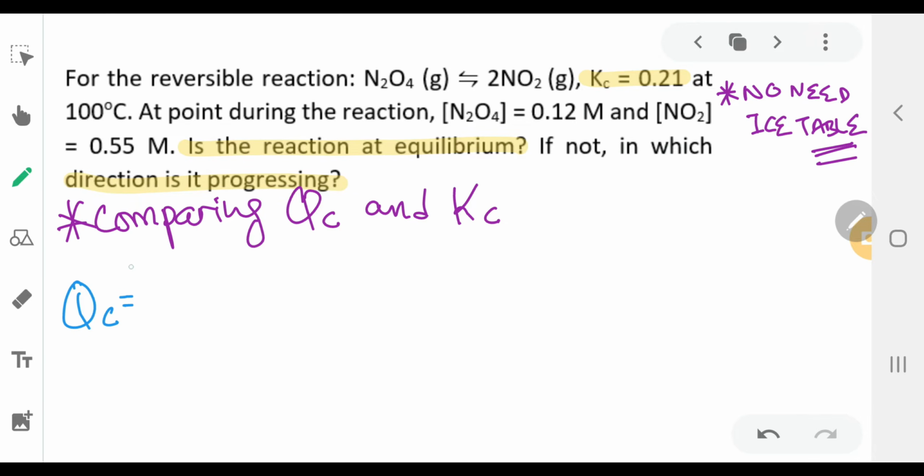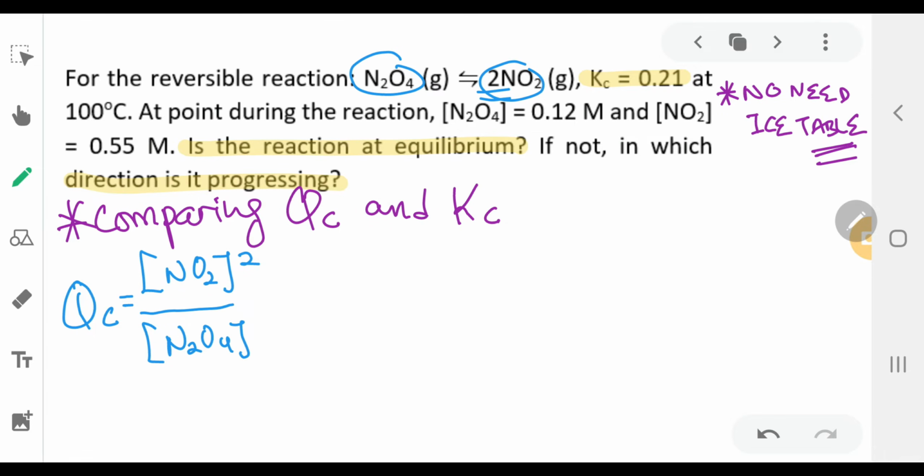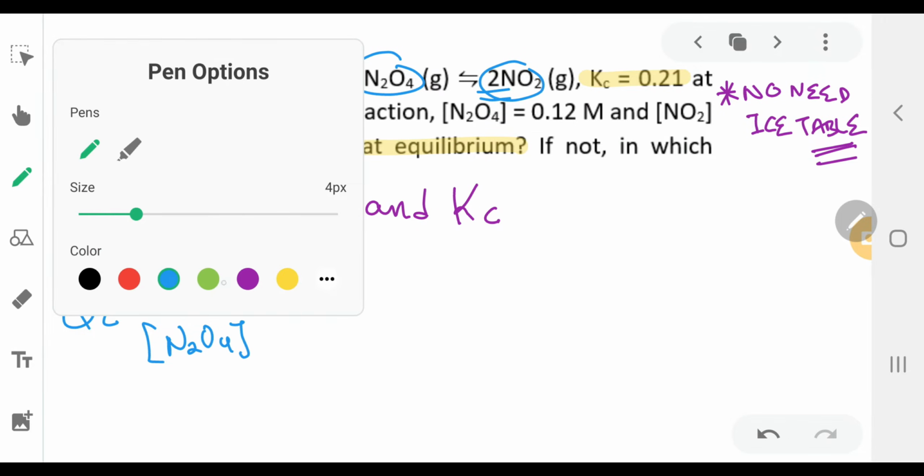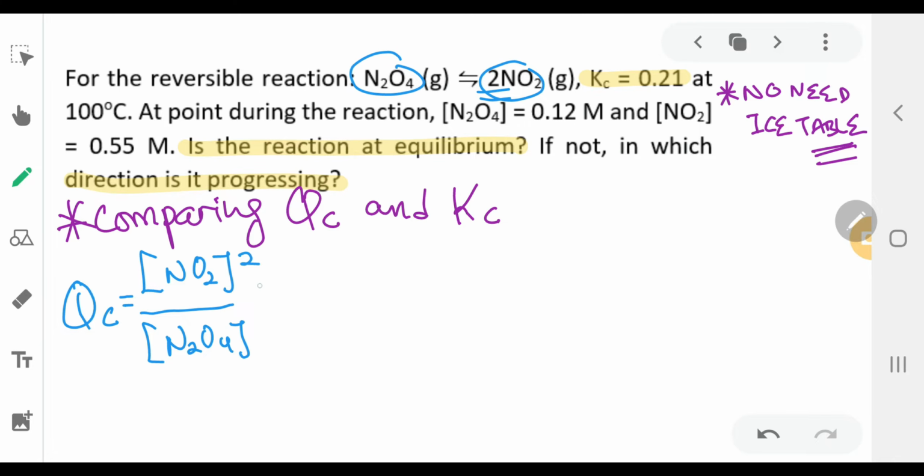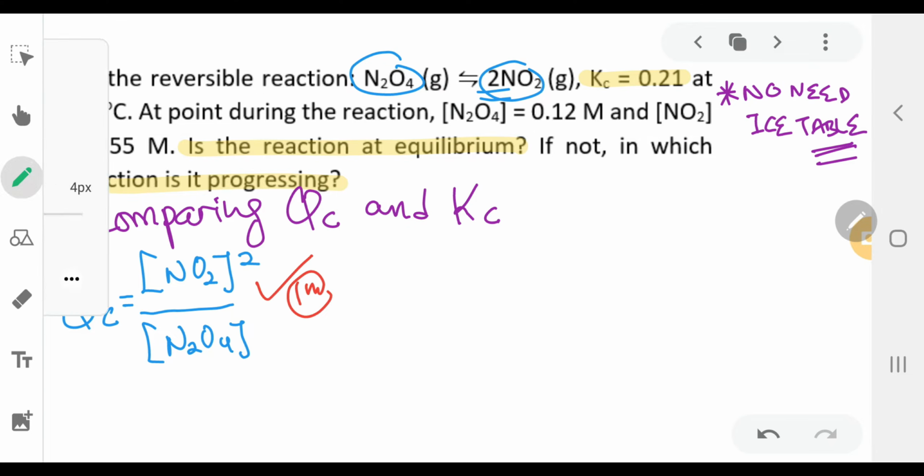For concentration, it would be concentration of NO2 to the power of 2 over concentration of N2O4. In exams, by writing your Qc correctly, you will get 1 mark. So plug in all the values that are given to you.